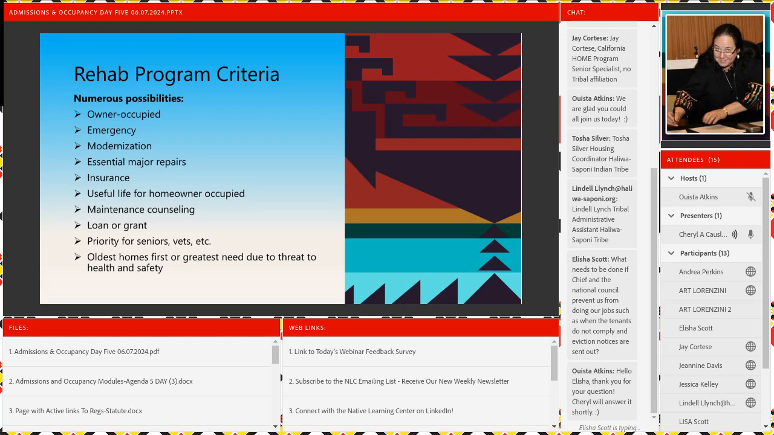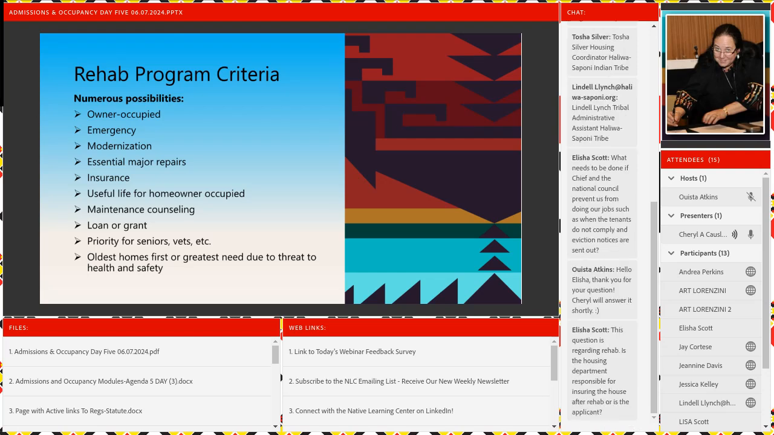A lot of people already have this, Native American housing or Indian housing rehab program. See what comes up, start looking at whatever, you don't need to reinvent that wheel all the time. So numerous possibilities: owner occupied, emergency, modernization, essential major repairs. There's insurance requirements that you have to make sure that somebody in the A&O department is paying attention to when you give out this type of money.